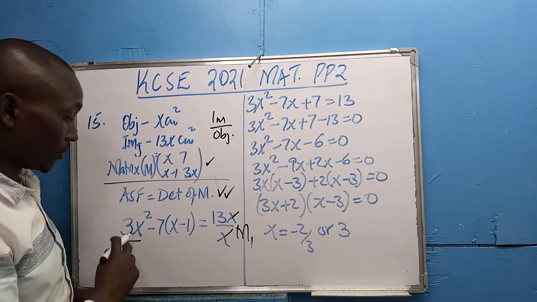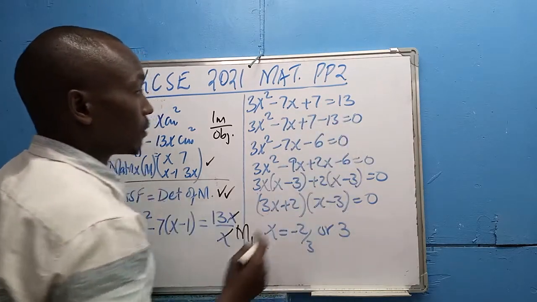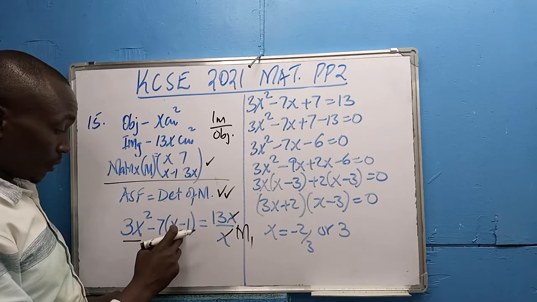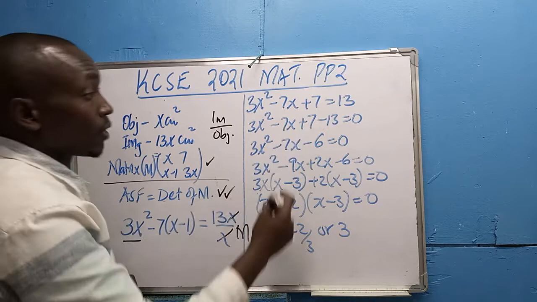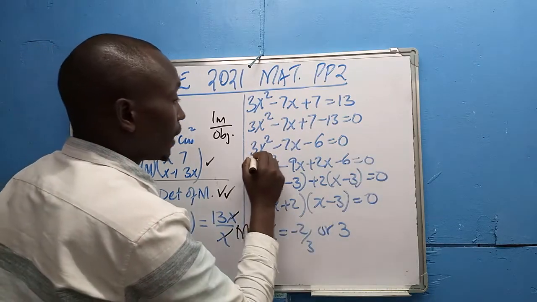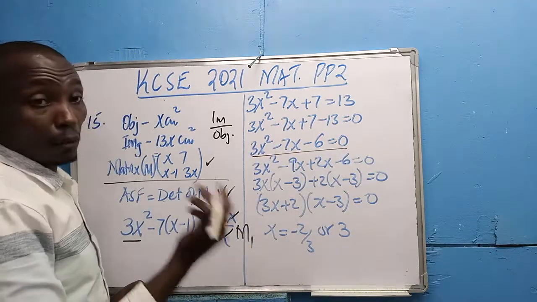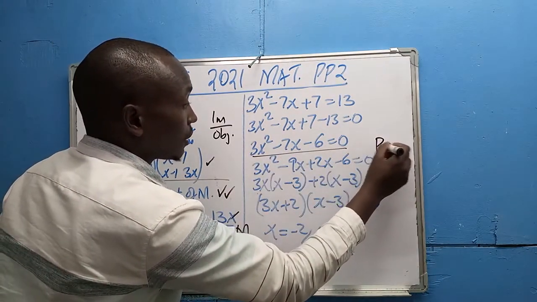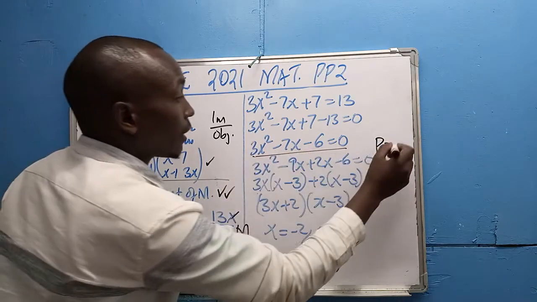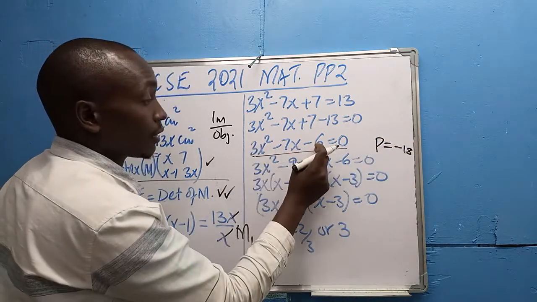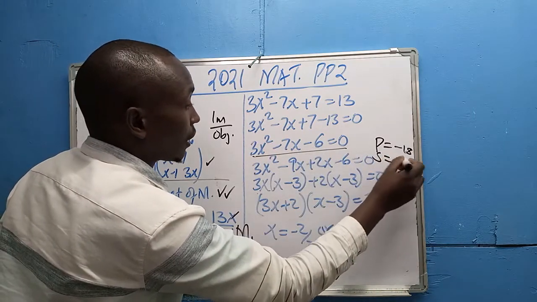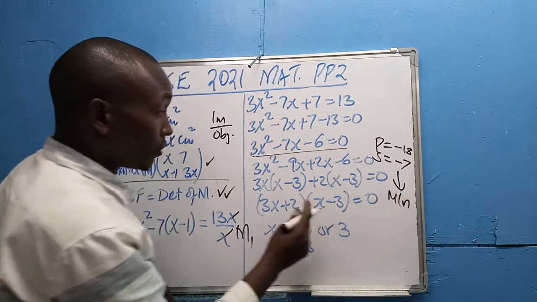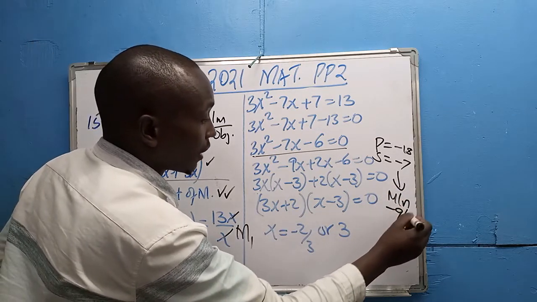The x and x will cancel, then I open the brackets. Remember, I'll end up with something like this. If I open here, this is 7x, minus times minus plus 7. Then if I reduce that equation, I will end up with this quadratic equation. It's a matter of solving this quadratic equation. I'm looking for two integers such that their product is negative 18, 3 times negative 6, and their sum is negative 7. So for the two integers m and n, they are basically negative 9 and 2.